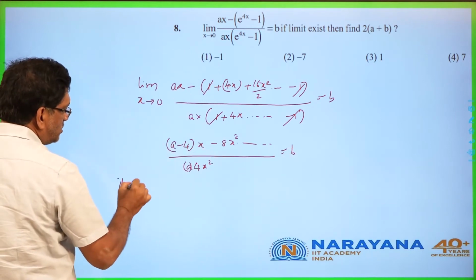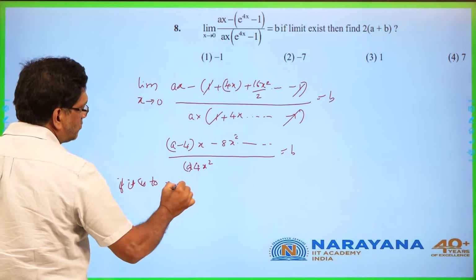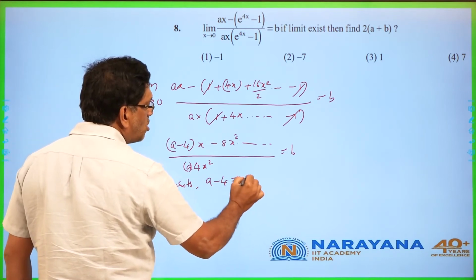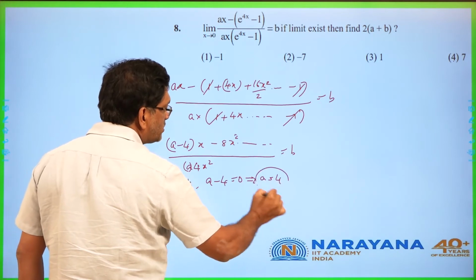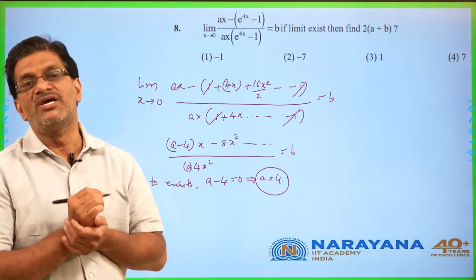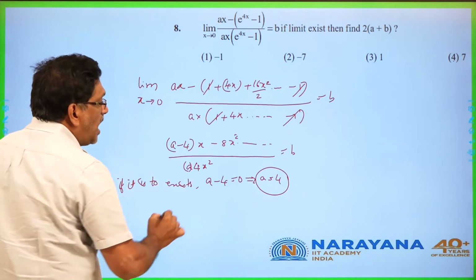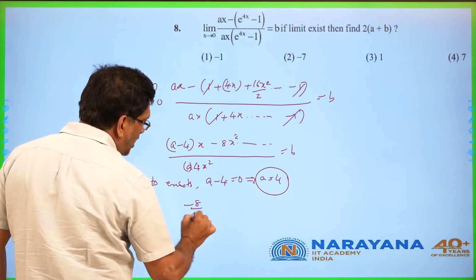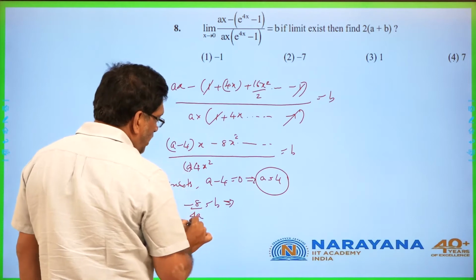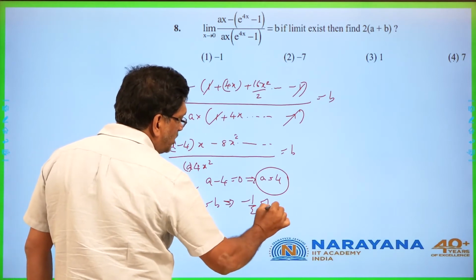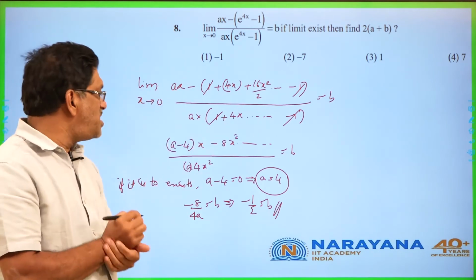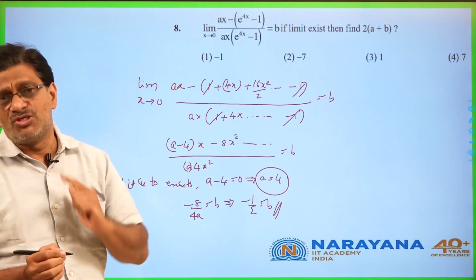If the limit is to exist, the x term should not be there. That is a equal to 4, because the denominator's least degree is 2. And minus 8 by 4a equal to b. So it is minus 1 by 2 equal to b. That is the value of b. If it is to exist, a must be 4.